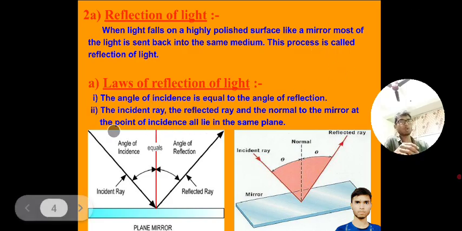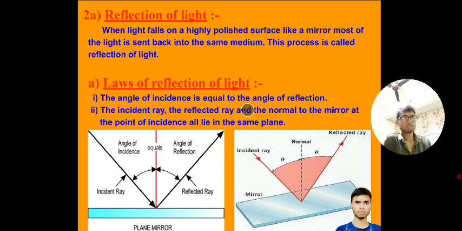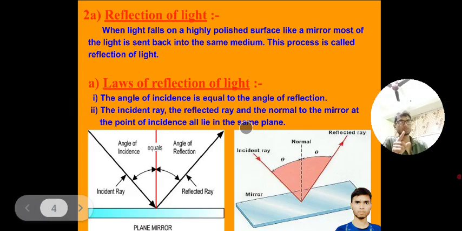Now next we have laws of reflection. There are 2 laws of reflection of light. First of all, angle of incidence will be equal to angle of reflection. Whatever angle of incidence is made, for example 45, angle of incidence is 45, so angle of reflection would be the same, 45. This was the first law. We will visualize it, don't worry.